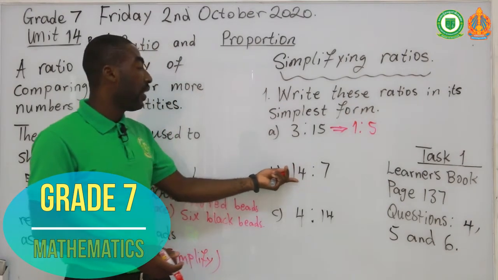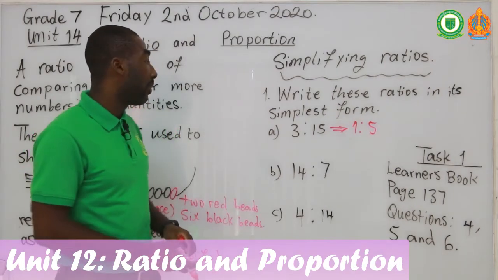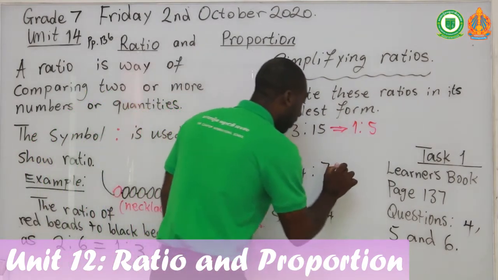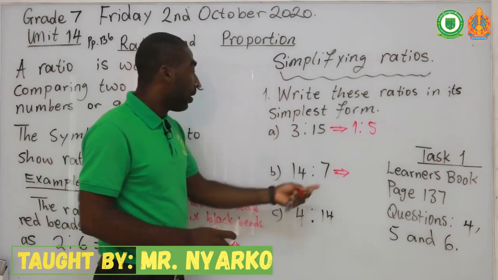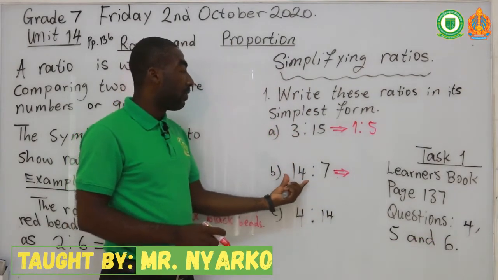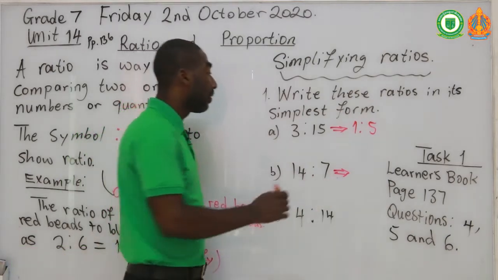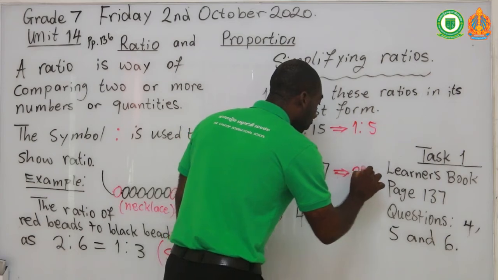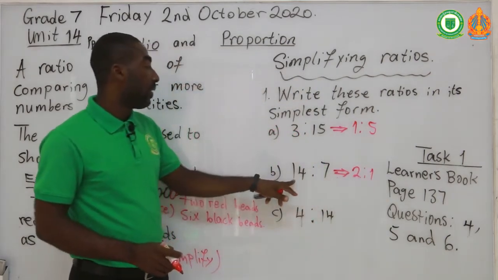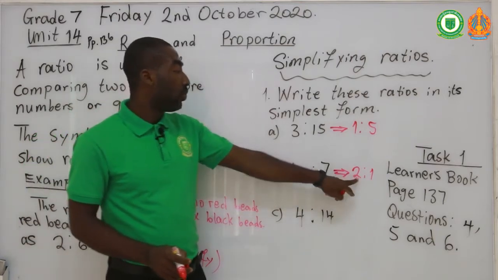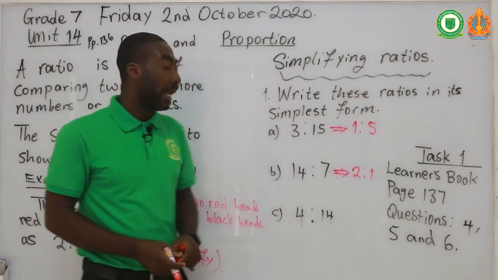So you see here, the larger number is coming first, and then the smaller number is coming second. So we simplify this one. It's possible that we can divide 14 by 7, and then we divide 7 by itself. So our ratio is going to be 2:1. Okay, 14 divided by 7 will give us 2, and then 7 divided by 7 will give us 1.